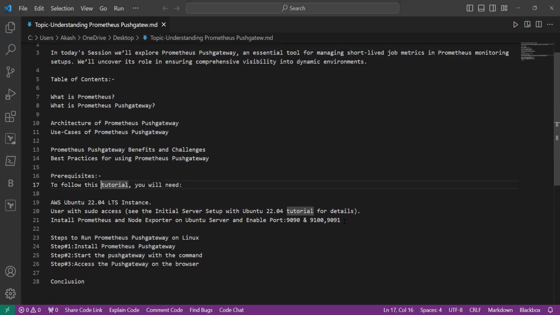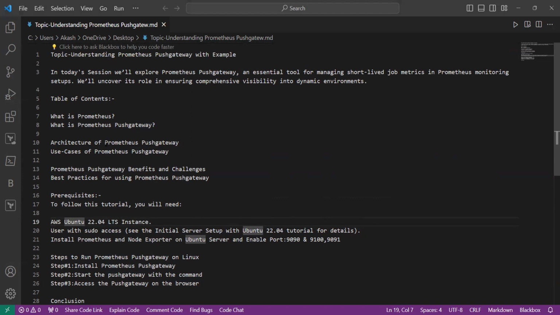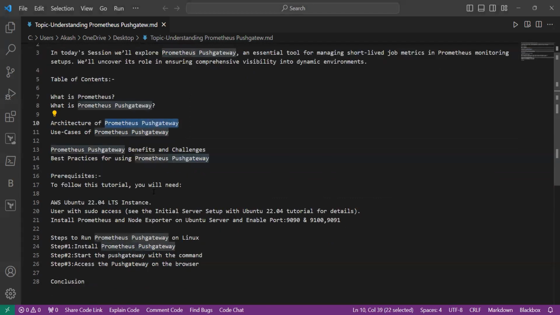Before that, you need to follow some prerequisites. You need to have an AWS Ubuntu server in which we can install the Prometheus PushGateway. Then we will learn some installation steps which can help to run Prometheus PushGateway on our Ubuntu server. This includes steps like installation, then we will start the PushGateway, and then we will access the PushGateway on the browser, followed by the conclusion.